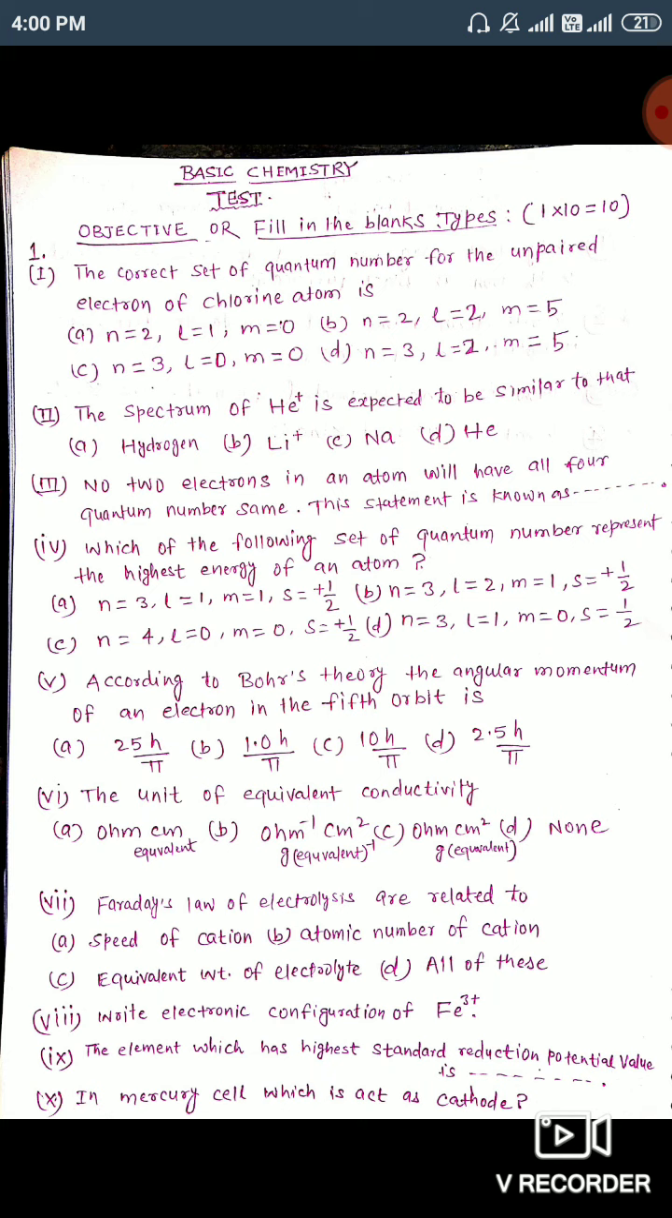The unit of equivalent conductivity. So the equivalent conductivity unit is ohm inverse centimeter square gram equivalent inverse. Let's talk about question number 7. Faraday's laws of electrolysis are related to. We know that Faraday's law of electrolysis is related to equivalent weight of electrolyte, because Faraday's law of electrolysis states that the weight deposited is directly proportional to the charge passing through the circuit.